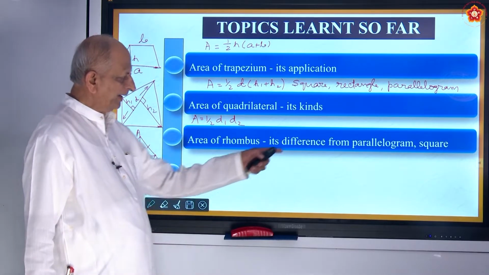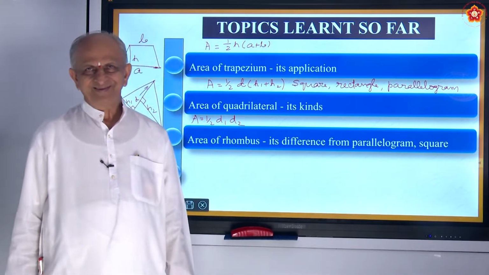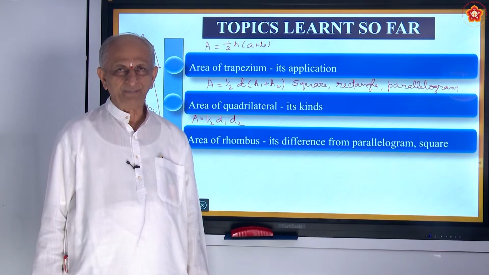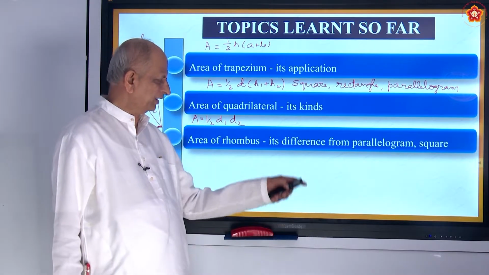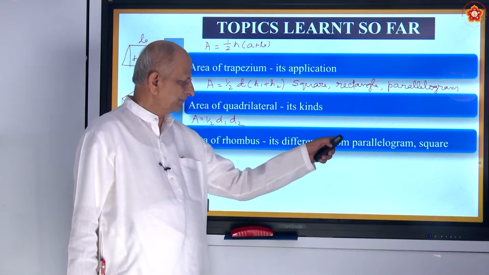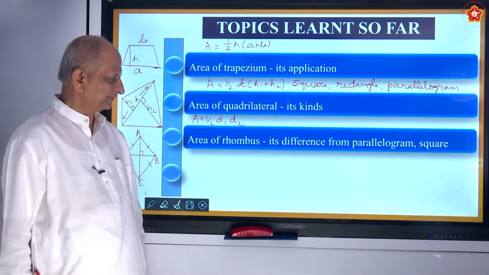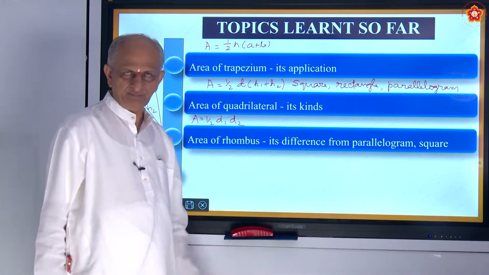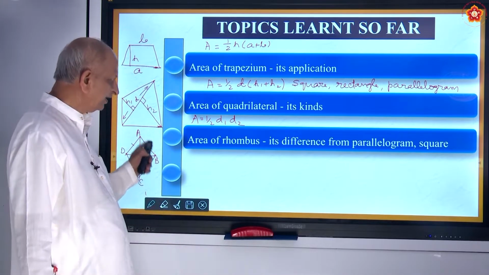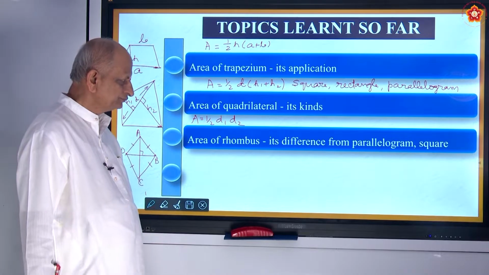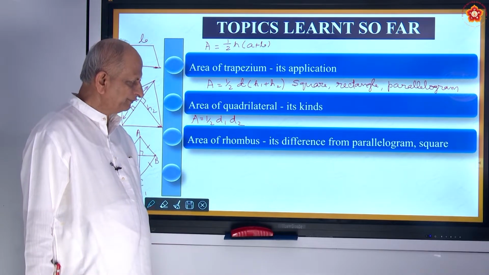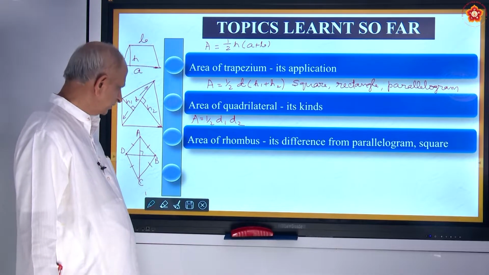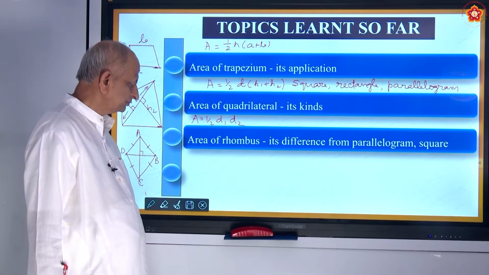And the difference from parallelogram. So, what is the difference? In parallelogram, diagonals do not bisect at right angles. In a rhombus, diagonals bisect at right angles. There is one difference. In parallelogram, opposite sides are equal. But in rhombus, all sides are equal. And in parallelogram, opposite angles are equal. Here also opposite angles are equal.